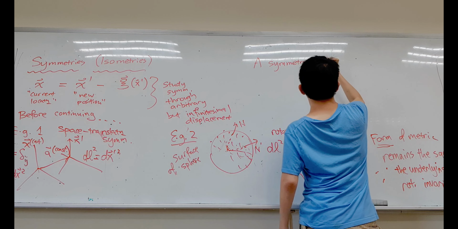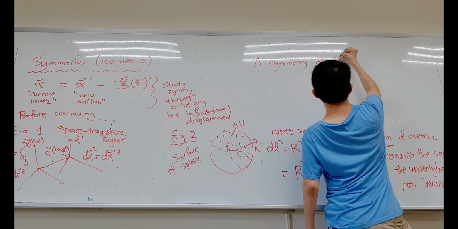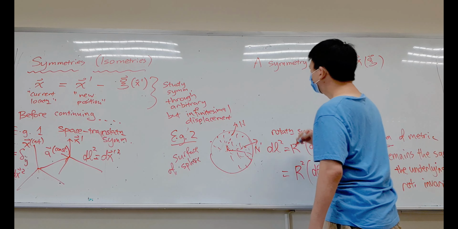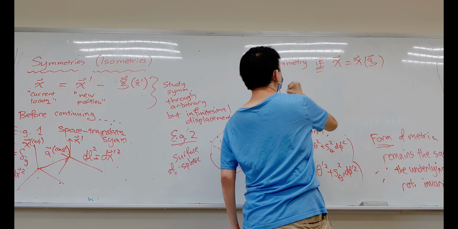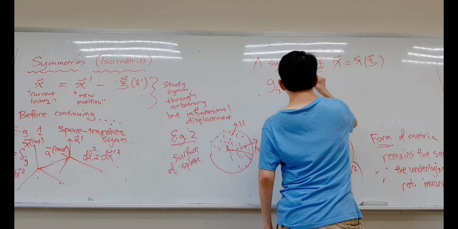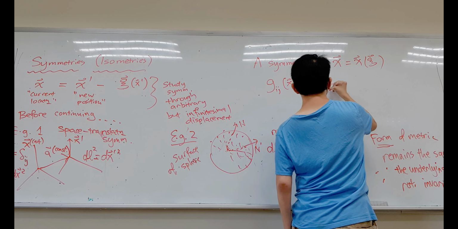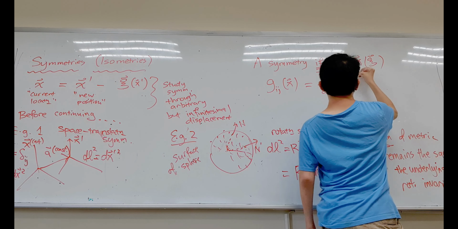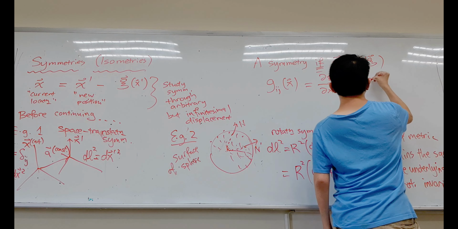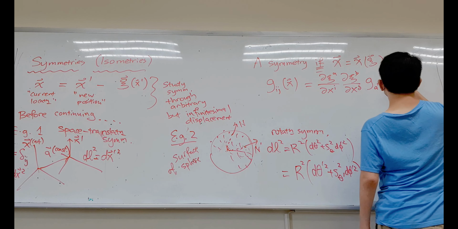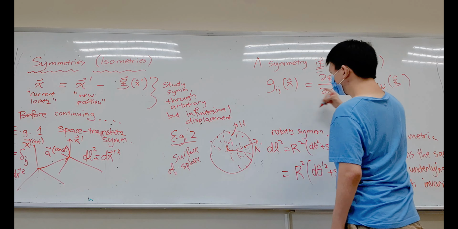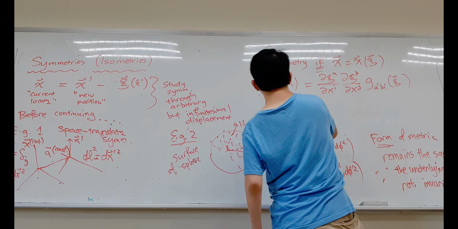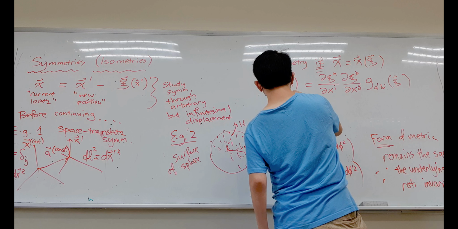if, when I go from x to x prime, then I get G_ij(x), of course, transformed from the old system. But if you transform this, it turns out to be form invariant.